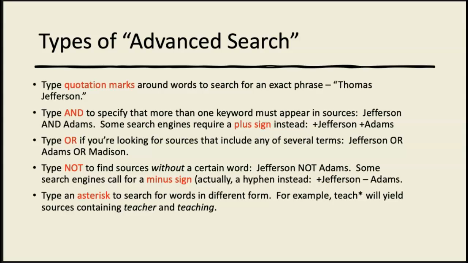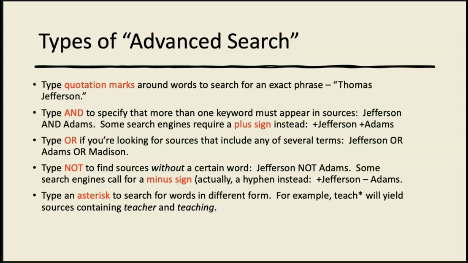Another technique besides quotation marks or AND that you can use is the word OR. If you're looking for sources that include any of several terms, you could use OR. Like, let's go back to our Jefferson topic. You could say Jefferson OR Adams OR Madison. So maybe you'd like to find information on any of these three men that were important as founding fathers of the country. Another formula involves a negative, okay?